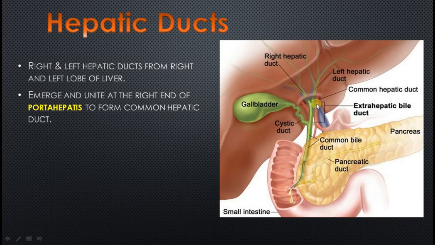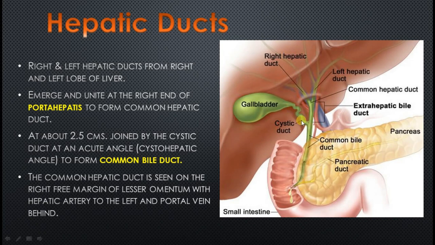Then, to the right of it and below, you see the cystic duct. About 2.5 or 3 centimeters is the total length of the common hepatic duct. That will be joined by the cystic duct at an acute angle, and after the point of joining of the cystic duct, you call this the common bile duct. This common bile duct is seen on the right free margin of the lesser omentum. The common bile duct unites with the main pancreatic duct and then opens into the second part of the duodenum.